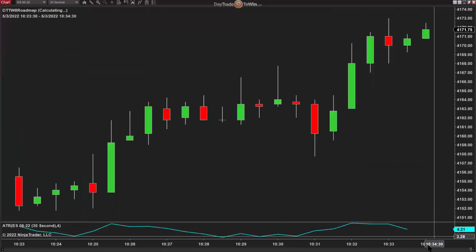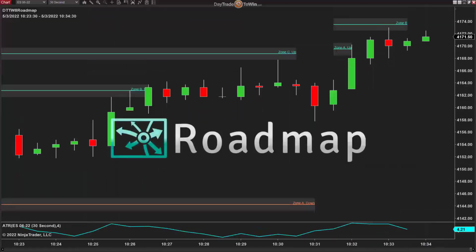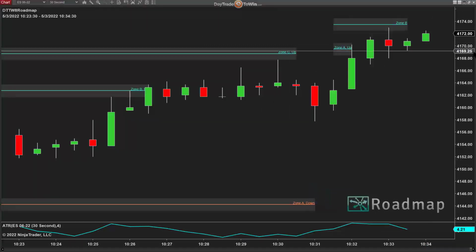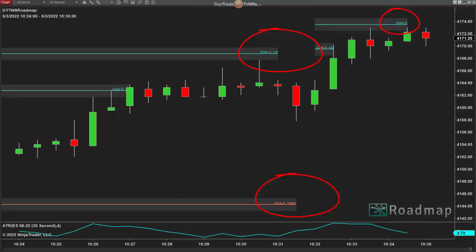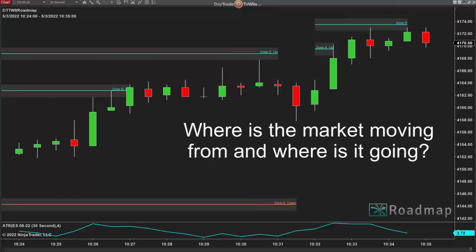Now I'm going to switch this to a smaller time frame. The shaded areas that you're seeing on the chart are what's called the roadmap zones. Here at DayTradeToWin, we provide this software with the accelerated mentorship, and this software allows us to understand where the market is being manipulated and if we can take advantage of that. So it's not always that the market reverses on a dime or counter trends.